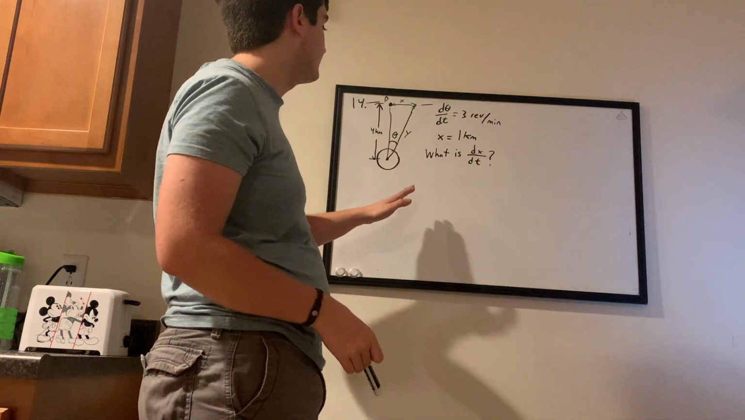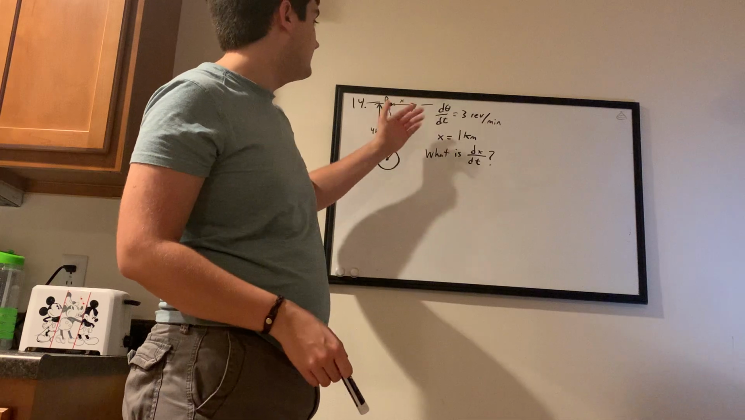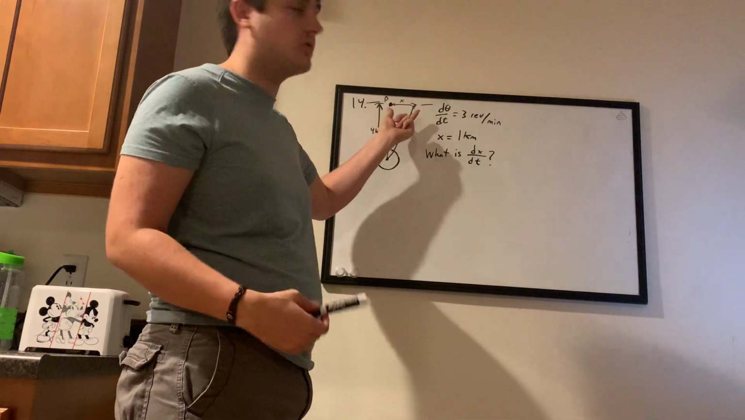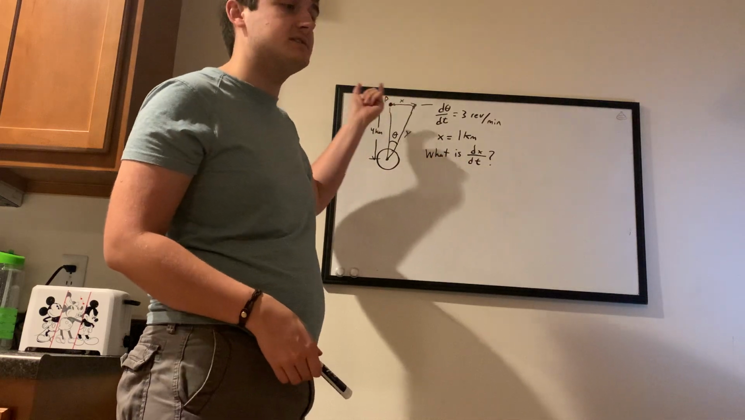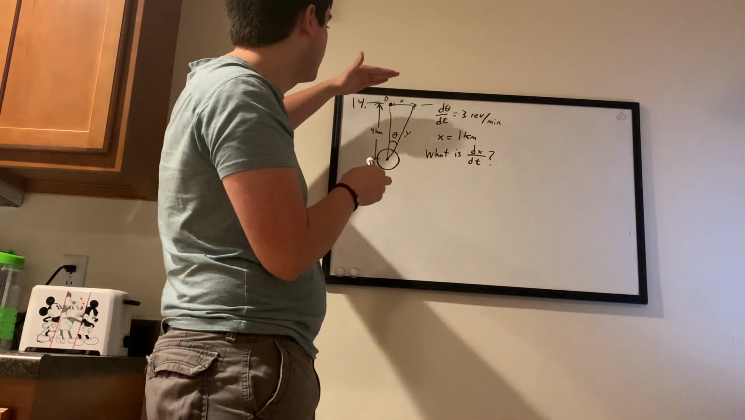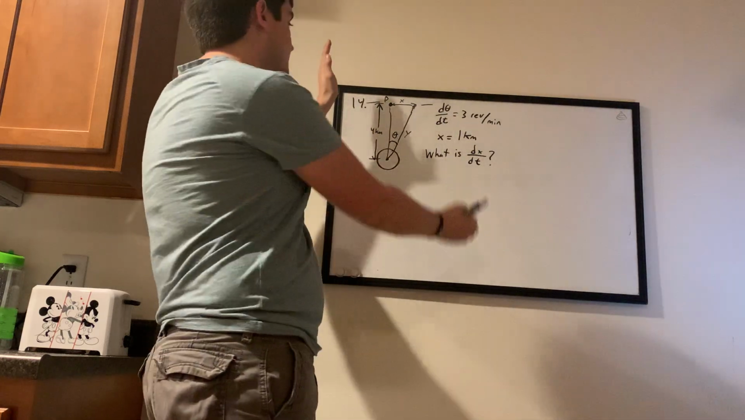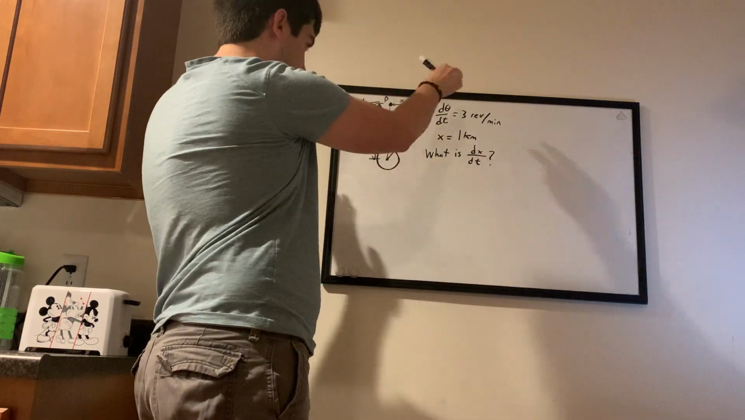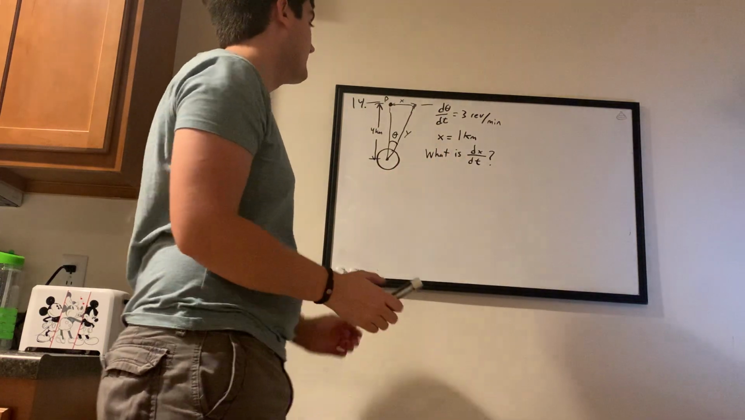And we want to know, when this distance right here is 1 kilometer, what is the change in that distance along the shoreline. The key thing there is along the shoreline. This is the shoreline right here. We want to make sure that we are going along this way. So dx over dt is the thing that we're looking for in this problem.